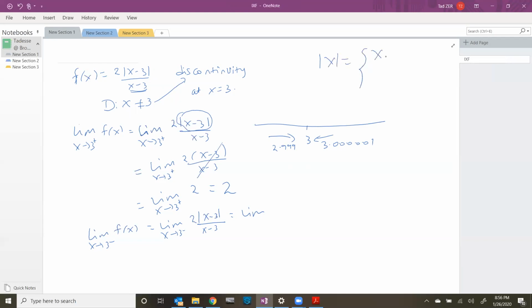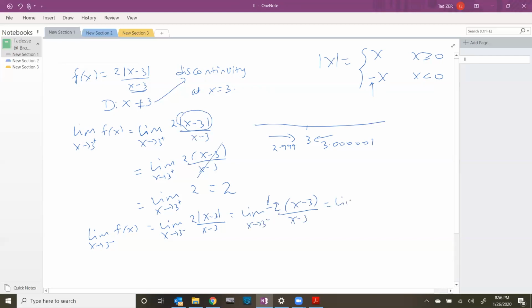It will be itself if x is greater than or equal to 0, and it will be minus x if x is less than 0. Why do I need a minus? Because the number is negative, I will multiply it by minus so that it will be positive. Hope that explains. So I will have minus 2 times x minus 3 over x minus 3. The minus is because of the absolute value, as x approaches 3 from the left.